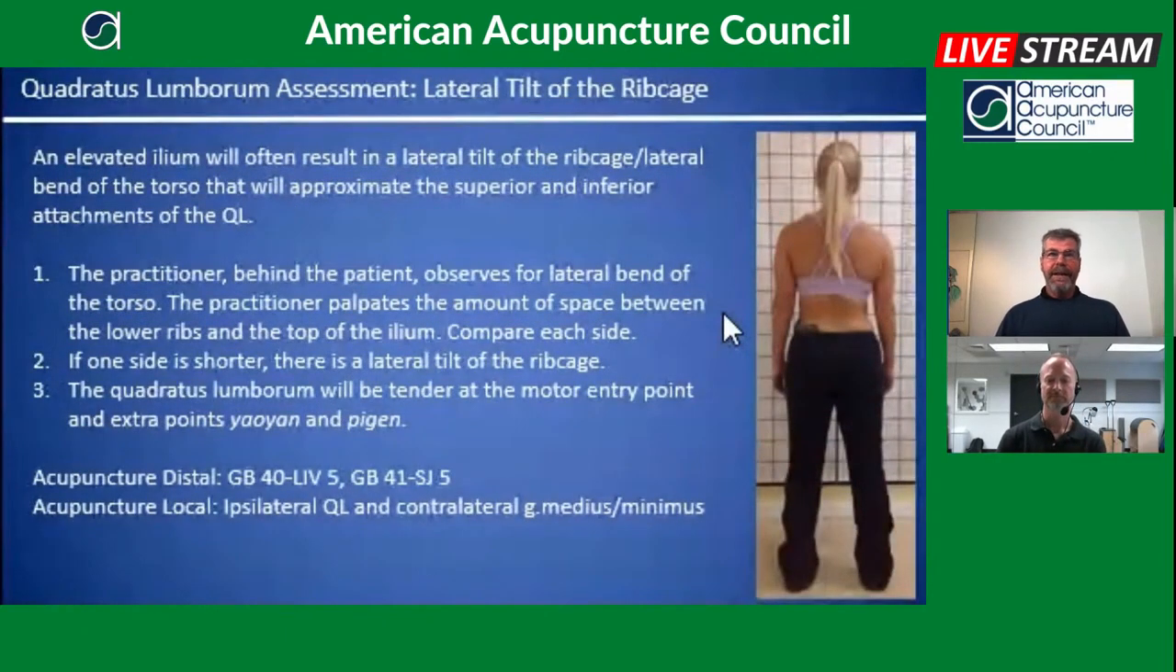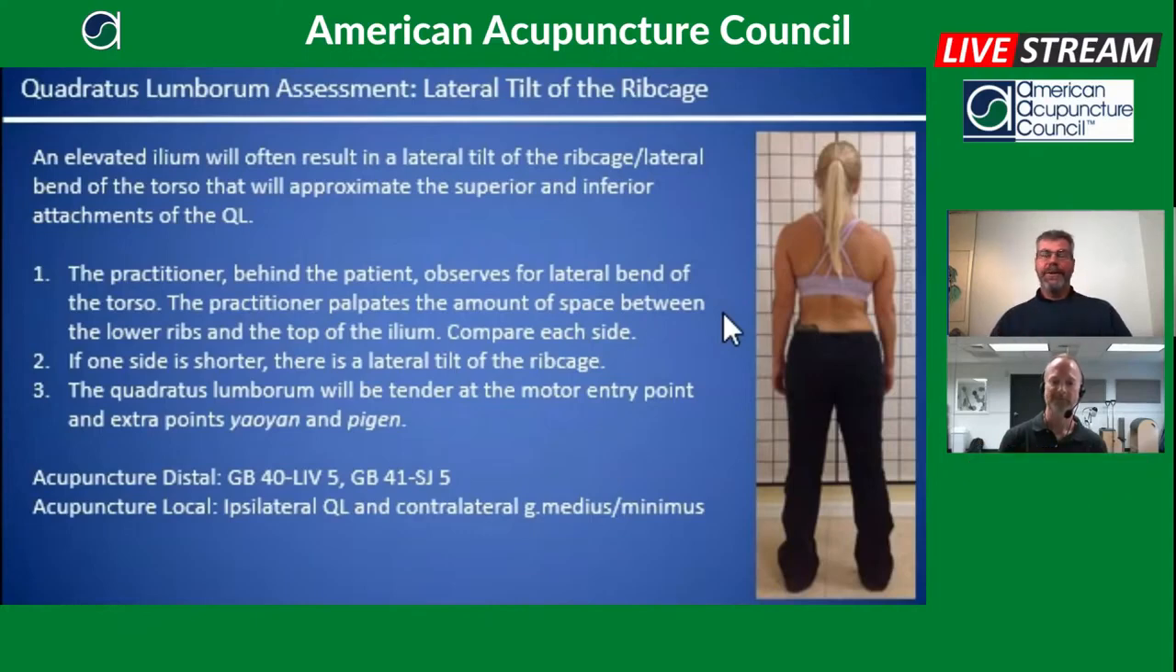All right, so when you get that elevated ilium, what the body wants to do is to compensate, start to lean to the same side so it can start to balance itself. So that would be another sign that we can observe when looking from the posterior view. An elevated ilium, always go ahead and measure it with your fingers as well, just to confirm your visual findings. And then look at the lateral tilt of the rib cage.